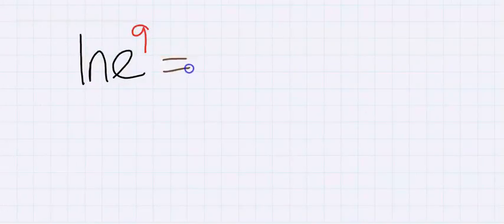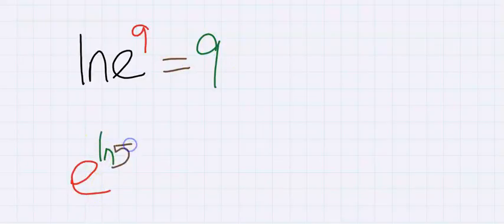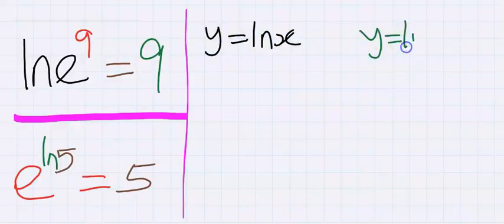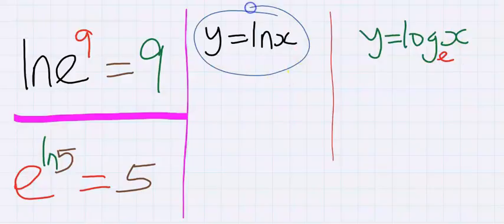For example, exponential ln 9 is equal to 9. Also, exponential ln 5 is equal to 5. Also, if I have y is equal to ln x, which is the same thing as y is equal to log x, remember, it must be a natural log of base e. This and this are the same.